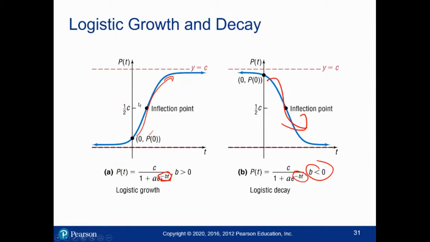And you can see what ends up happening is there are two horizontal asymptotes of 0 and c. So this is something that wants to just grow, but as it gets closer to c, it's going to slow down. So this c is the horizontal asymptote. And here it's decaying. It started very close to c, but now decays down.